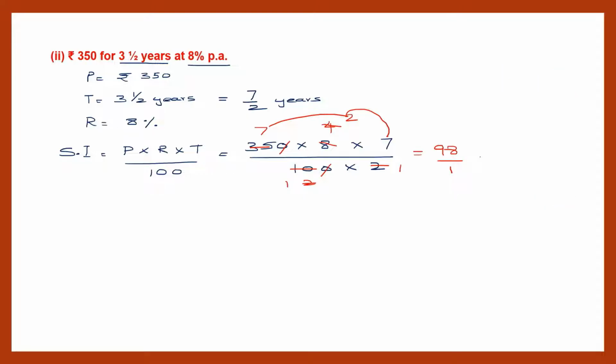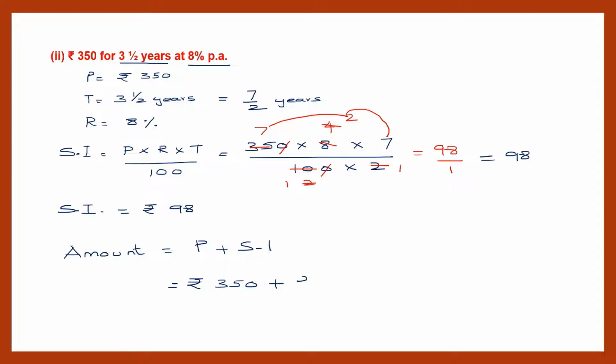So 98 by 1 is 98. So we have found the simple interest. Simple interest is equal to rupees 98. Now we are also asked to find the amount, isn't it? So the amount will be principal plus the simple interest. So principal given to us in the question is 350 rupees, and the simple interest that we just found out is 98 rupees. So we just have to add up these two, 350 and 98.